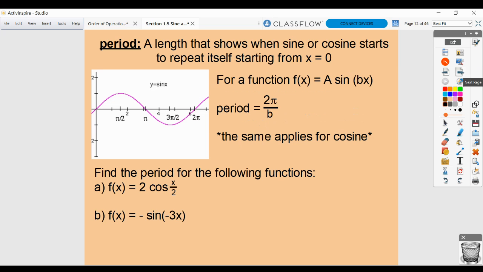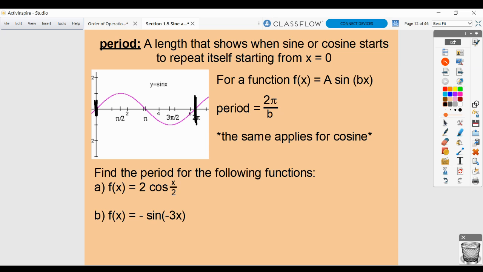Okay, period is another thing that we need to figure out before we graph anything. So the period is the length that shows when sine or cosine starts to repeat itself after starting at x equals 0. If I look at this graph right here, I'm starting here. If I continue to follow the graph until it starts to repeat itself, it starts to repeat at 2 pi. So that would be my period.